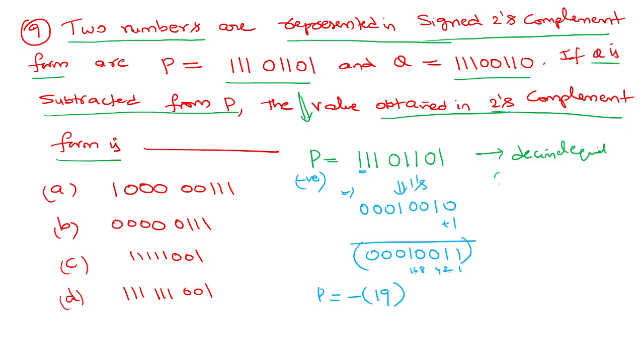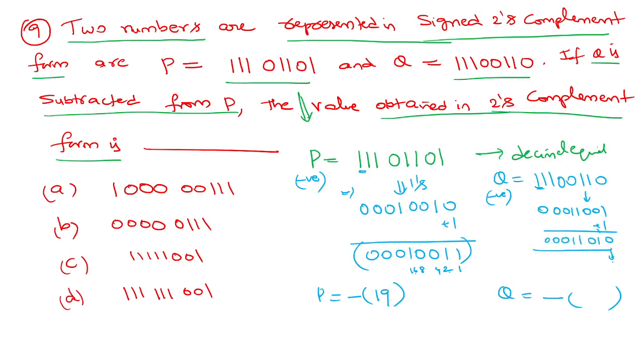What is Q? 11100110. So Q is negative. What is the magnitude? For that you need to find the 1's complement: 00011001, plus 1 you do: 00011010. What is this? 1, 2, 4, 8, 16. 16 plus 8 is 24. 24 plus 2 is 26. P is minus 19. Q is minus 26.